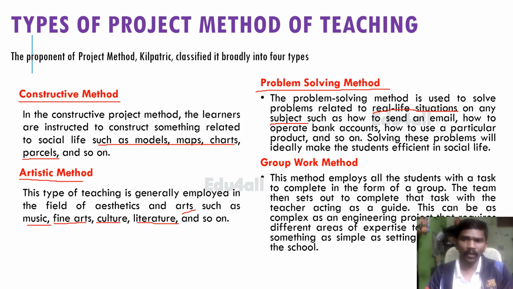The last one is called the group work method. Here we allow the students to work in the form of groups. From the group they are going to do a collective task. Here also the teacher acts like a guide. So with the observation and guidance of the teacher, they are doing a project, or any method, in the form of a group. So they form a group, and from that group they do all these functions.